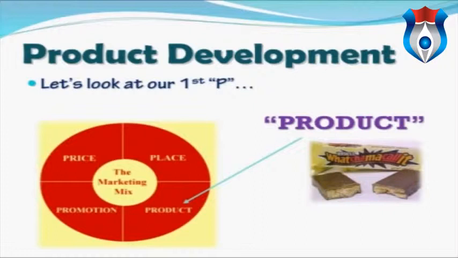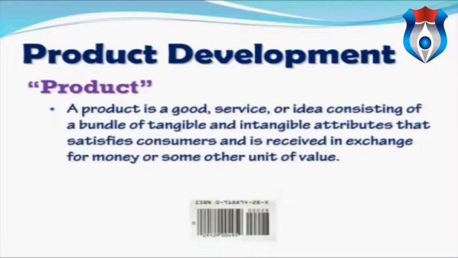So the first P is product. Whatchamacallit? Now this is a product and it fits within the marketing mix of the 4 Ps. And a product can be a good or a service, even an idea, which consists of both tangible things you can touch and intangible attributes. Whether it is a good, a service or an idea, it's going to satisfy consumers in some way. It's going to satisfy their needs or their wants. And consumers will exchange money for your product or some other unit of value.